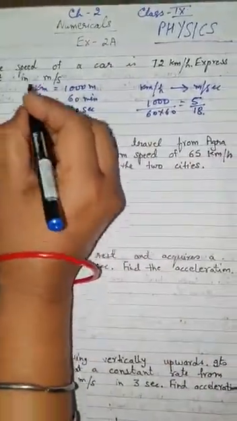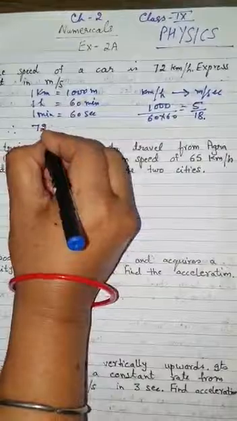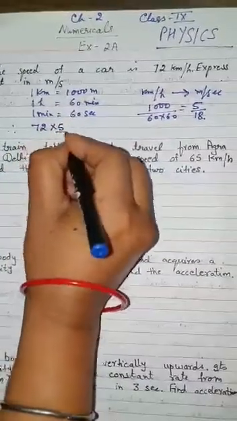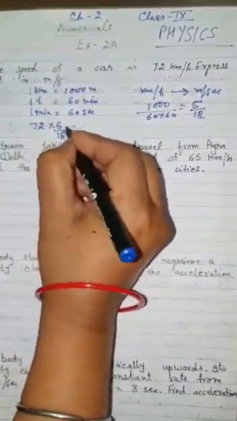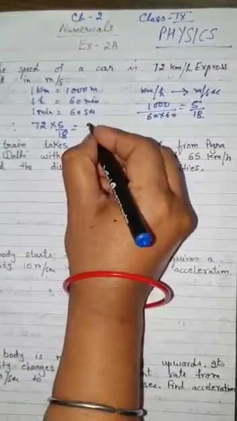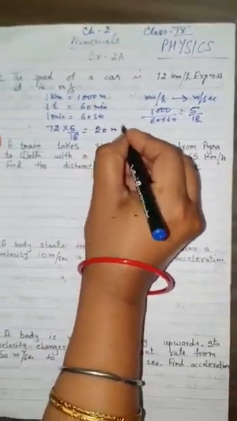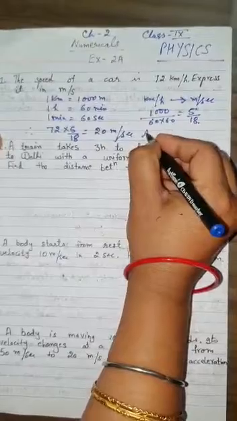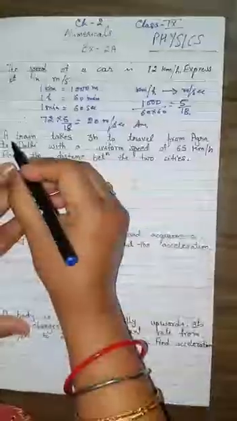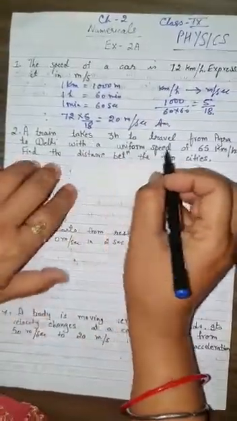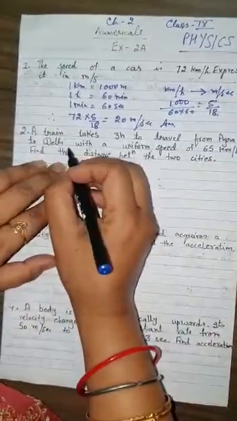So therefore the speed of the car is 72 multiplied by 5 by 18. When you do the calculation, it will come 20 meter per second. This is your answer. Numerical: a train takes 3 hours to travel from Agra to Delhi.